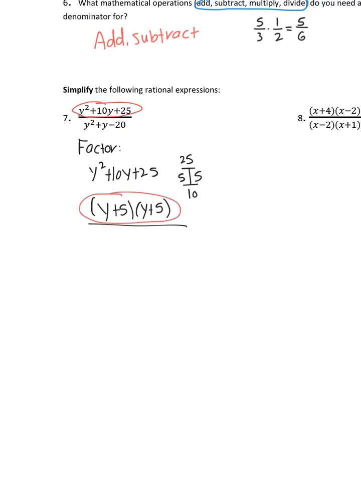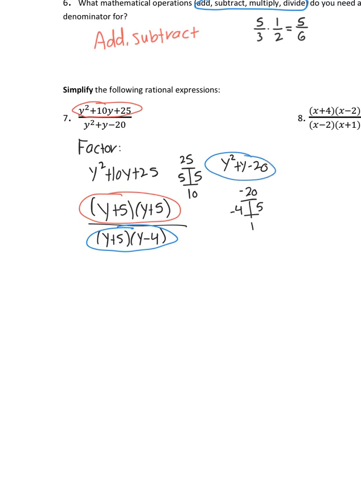And then I want to factor this. So I need things that multiply to negative 20 and add to 1. So I've got 4 and 5, and I want a negative 4. 5 minus 4 is positive 1. 5 times negative 4 is negative 20. So we've got y plus 5 times y minus 4. And this denominator is going with this factored form.